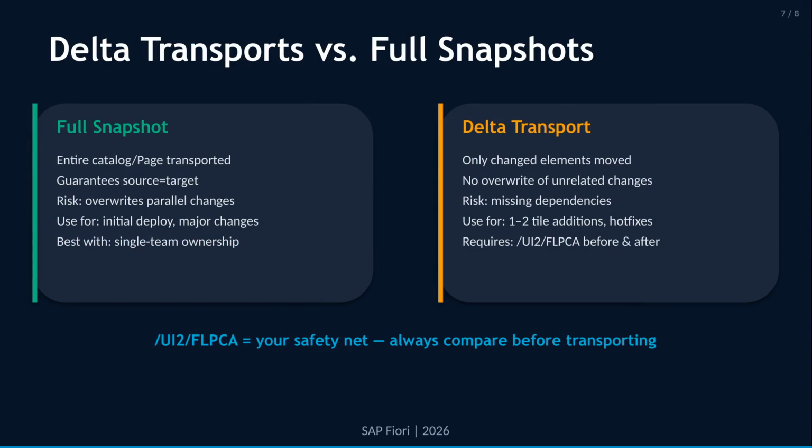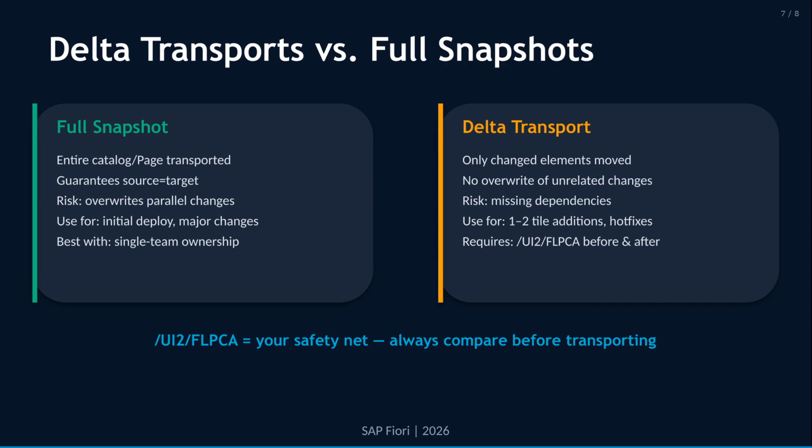One of the most debated topics in Fiori transport is whether to use delta or full snapshot transports. A delta transport carries only the changes you made, one new tile added to a catalog, for example. It is lightweight and fast, but if someone else made changes to the same catalog that were not transported yet, you might overwrite them. A full snapshot transport carries the entire catalog or page as it exists in the source system. It is safer for ensuring consistency, but it is heavier and can accidentally revert changes that were made directly in the target system, which should not happen but sometimes does.